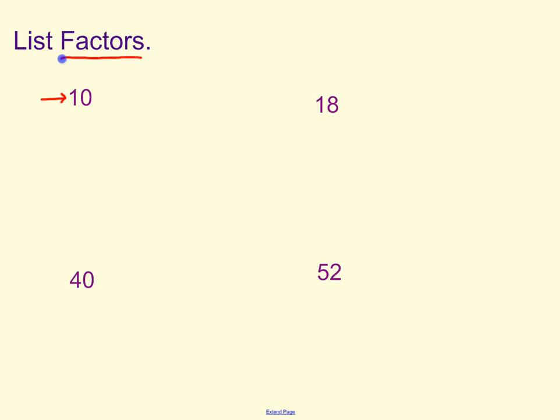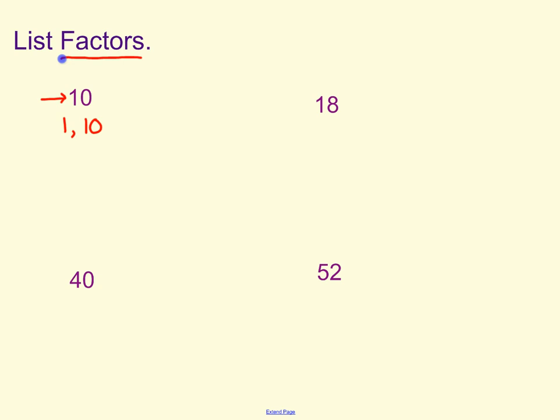You also can think about it like division. 10 divided by what numbers will be factors? Well, when you list factors, it's easy to list them in pairs and always start with 1. So 1 is a factor of every single number. So 1 times what number will equal 10? So 1 times 10 equals 10. So 1 and 10 are both factors of 10.